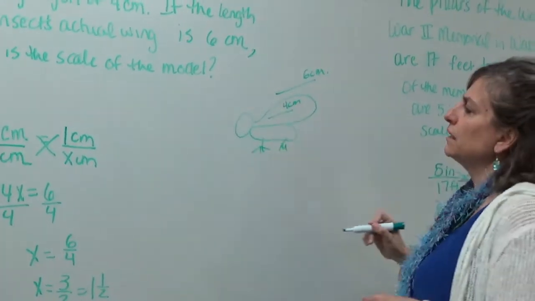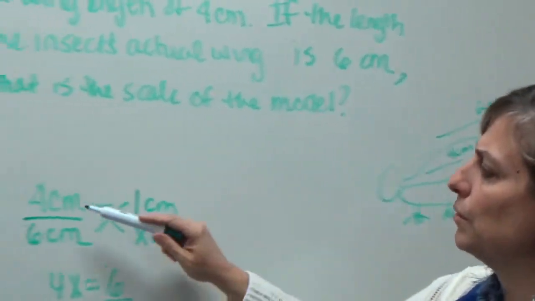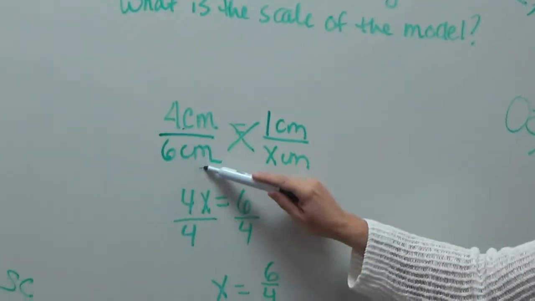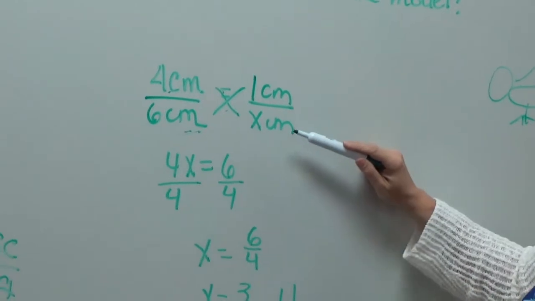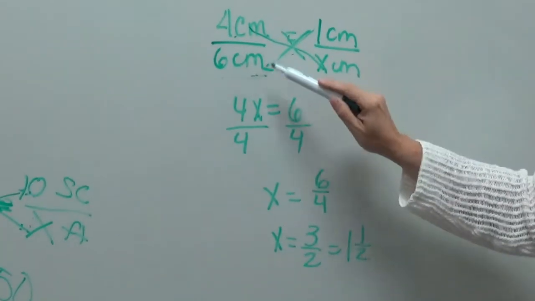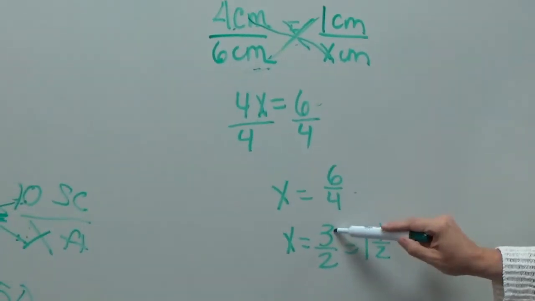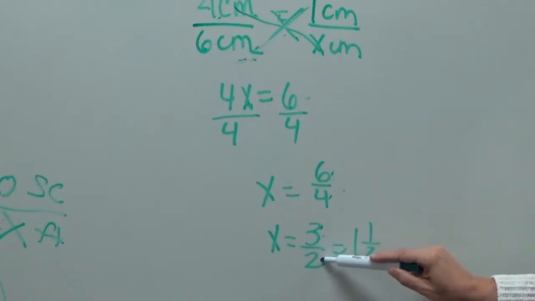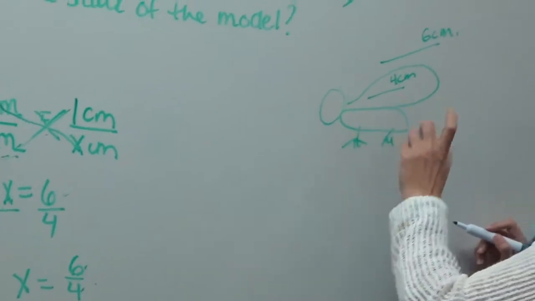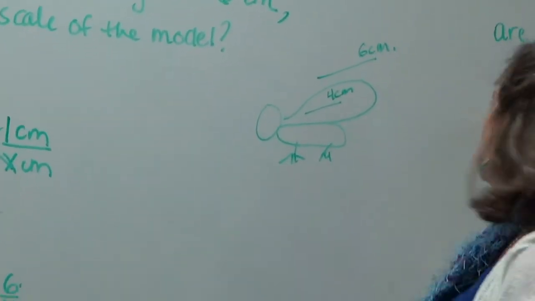So what is the scale of the model? We have to figure out, okay, how much is 1 centimeter? So 4 centimeters is what we have, 6 centimeters is the actual, and that equals 1 centimeter to what? So you set that up: 4 times x is 4x equals 6 times 1 is 6, divide by 4 on both sides, x equals 6/4, reduce 6/4, you get 3/2, which is 1.5. So for every 1 centimeter, that's actually 1.5 centimeters. That's what the scale is.